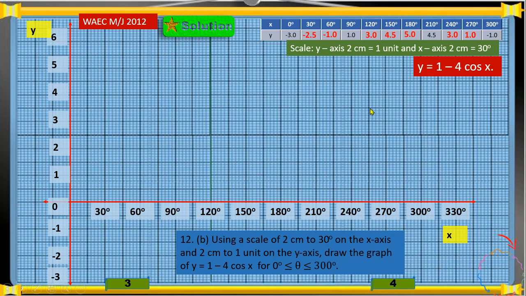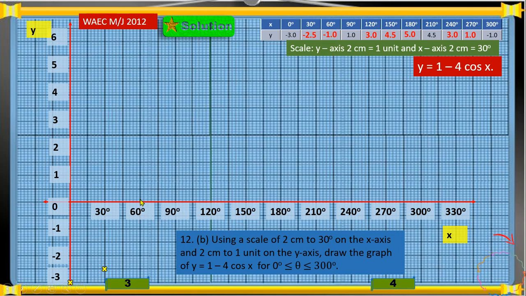Then we are now going to start plotting. When x is 0, y is minus 3. So x is 0 here, y is minus 3 here. You plot the point. And when x is 30, y is minus 2.5. That's the point. When x is 60, y is minus 1.